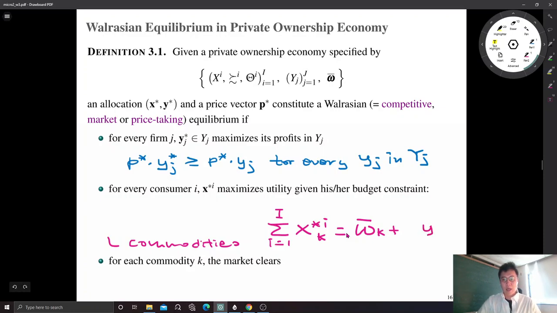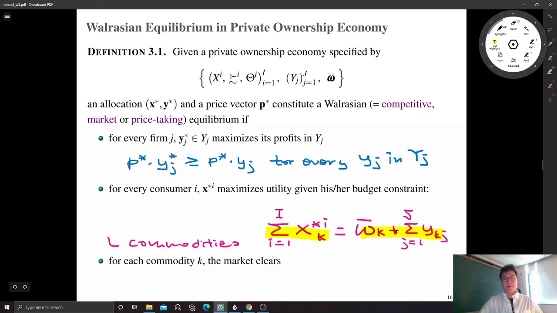So y kj, that is j's production of commodity k, or j's use of commodity k as an input. We have to sum this y kj over j, so j equal to 1 to capital J. So the expression on the right-hand side is aggregate supply of commodity k, and this is aggregate demand for commodity k. So for each commodity k, this market clearing condition has to be met.